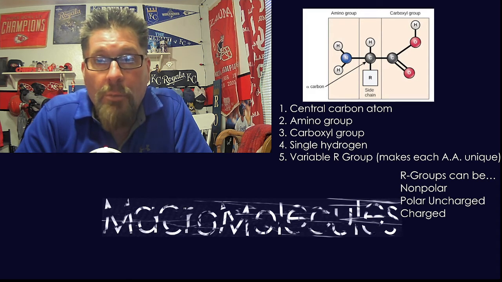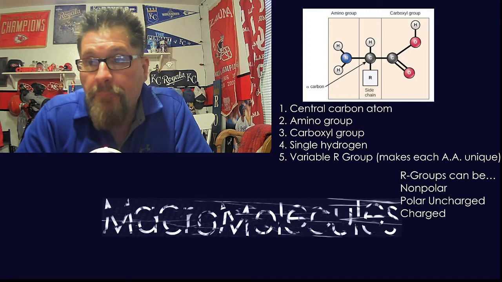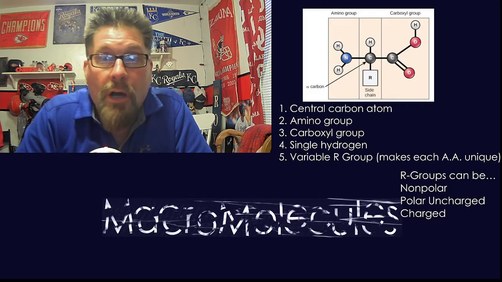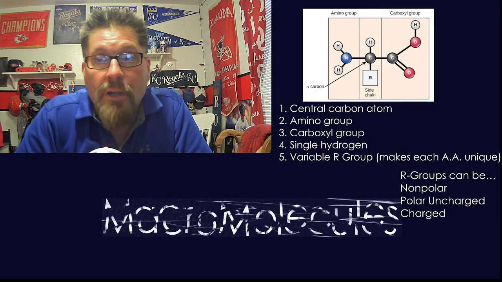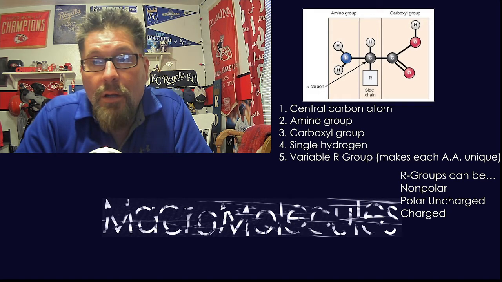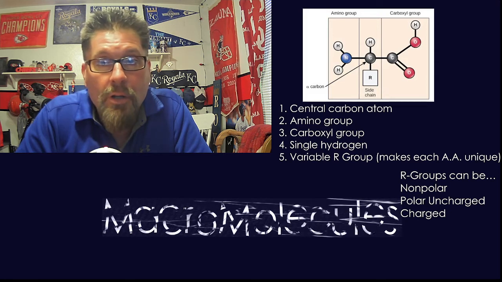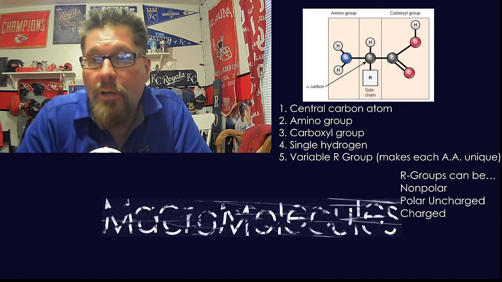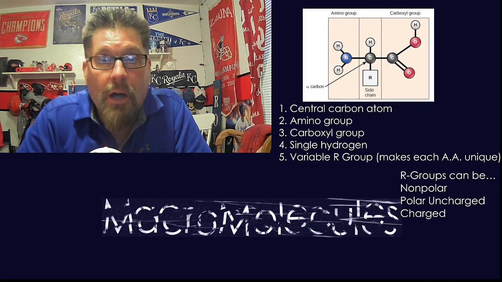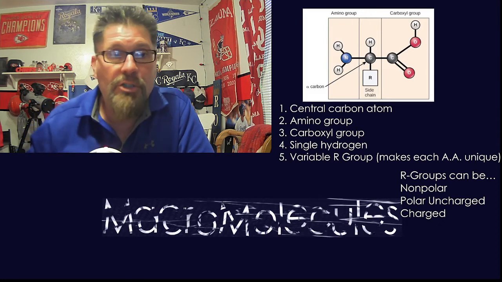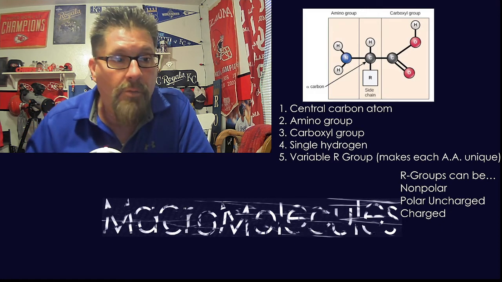And those R groups can be a variety of different amino acids. Now, R groups can have all kinds of options. They can be nonpolar. Okay. They can be charged. They can be polar uncharged, which is a very unique situation. So there's all kinds of things that can go there. And again, that determines the function of the protein.